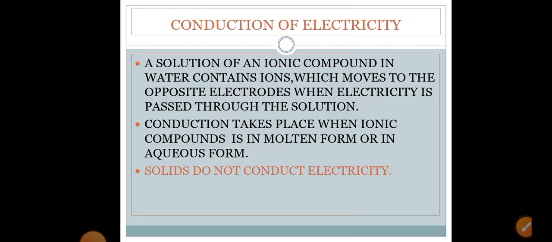So here I have written the second point: conduction takes place when ionic compounds are in molten form or in aqueous form, that's what I explained. And the third point is that solids do not conduct electricity. So this is one NCERT question commonly asked. A situation is given: there is a beaker taken, and there are two situations, A and B. In A, maybe they've given solid NaCl, and in the second one they've given molten NaCl. And they'll ask which of the following will conduct electricity, or in which of the two cases the bulb will glow and in which it will not glow. So that kind of question can be asked.